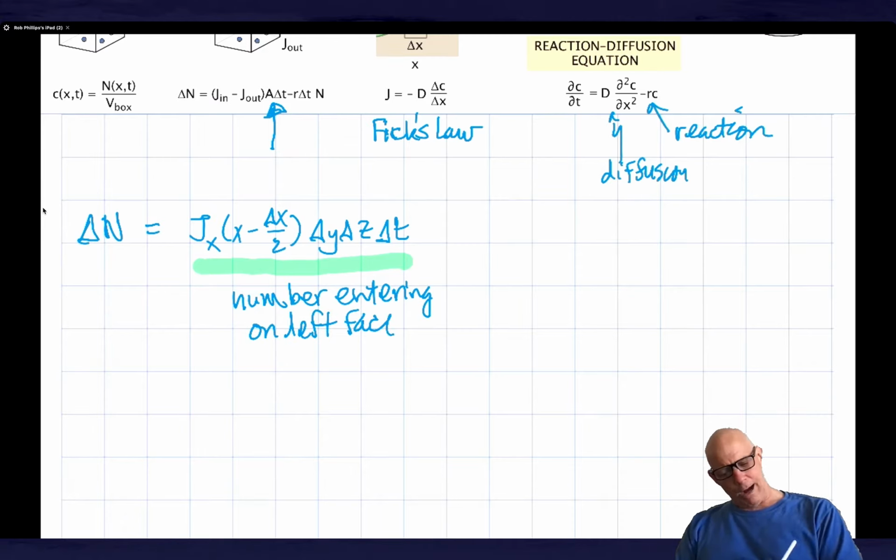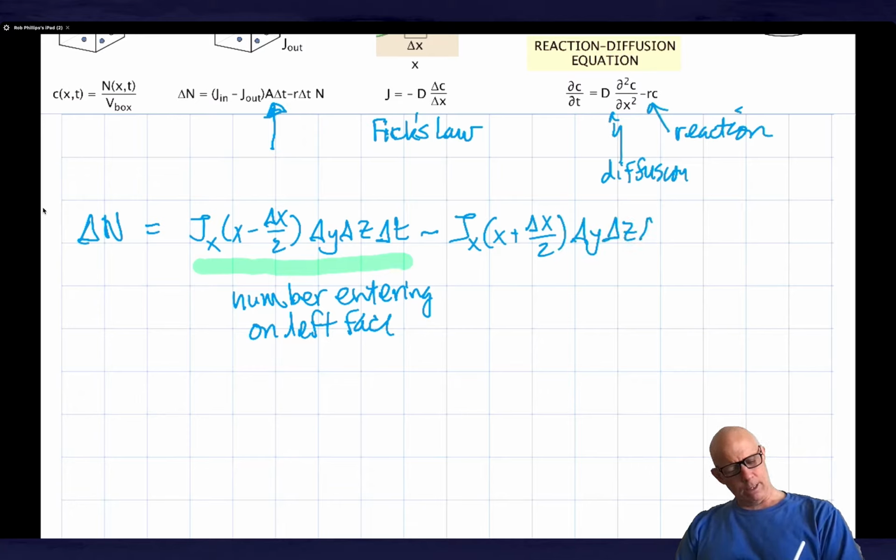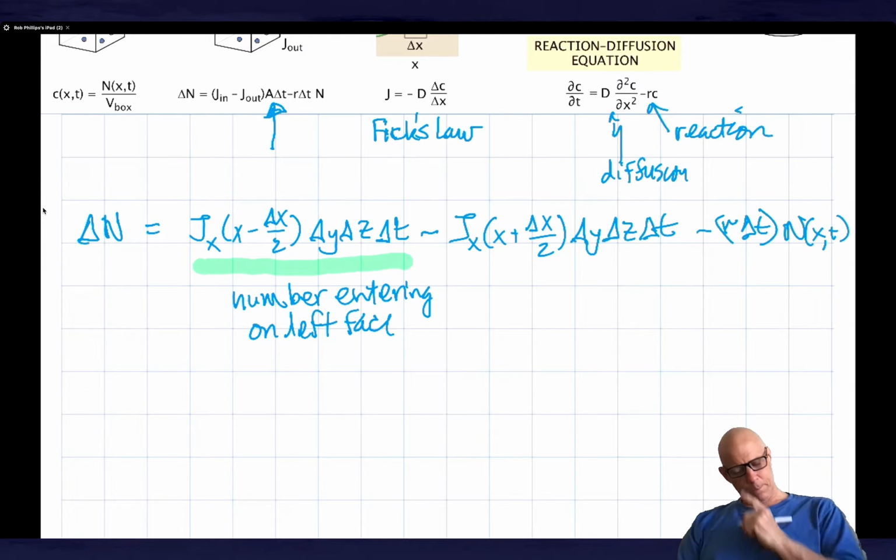And then I subtract from that those going out on the right-hand side. So that's at x plus delta x over 2, delta y, delta z, delta t. And then I subtract off the rate constant. This is the probability of a given molecule decaying times n of x and t. So this can all be simplified.